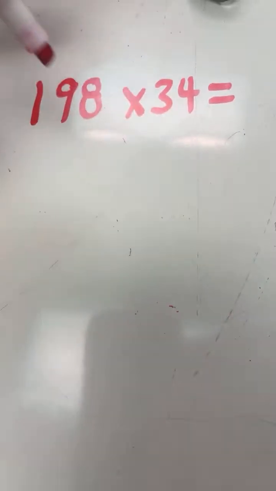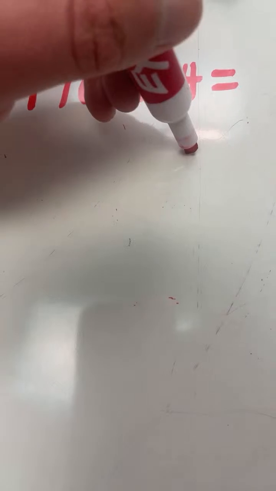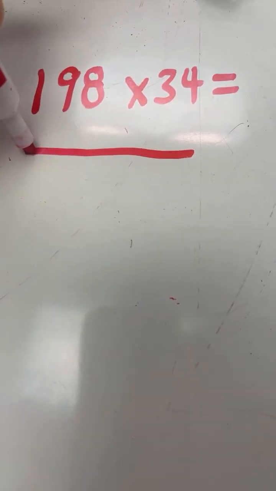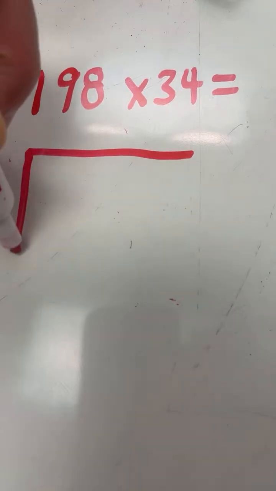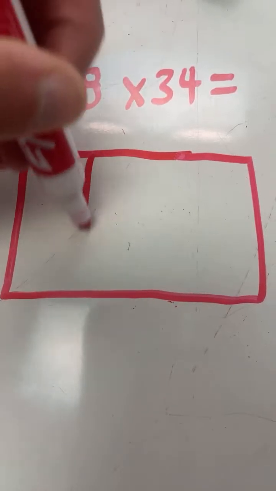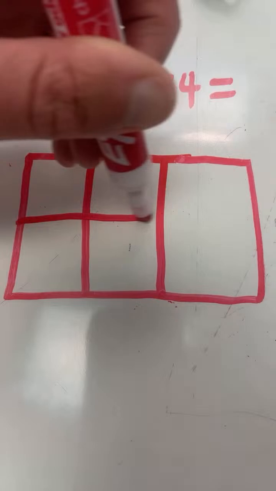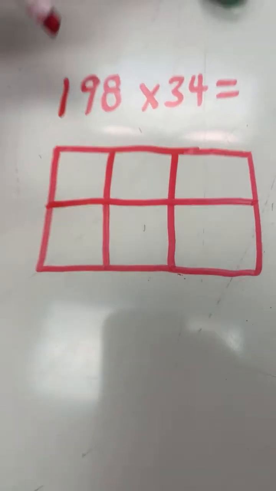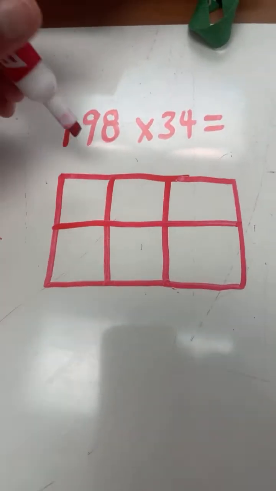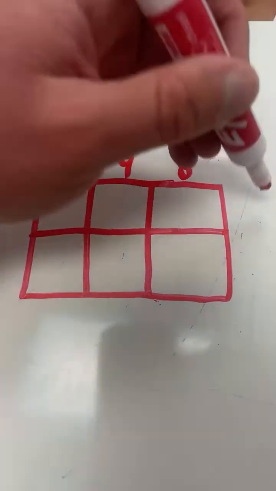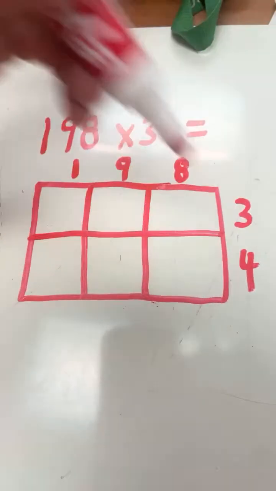So we need a square for each digit. So 3 digit by 2 digit, so we need 3 boxes going across and 2 boxes going vertically here. 1, 2, 3 boxes going across and 2 going vertically. So on top, we're going to write 198. On the side, we have 34.